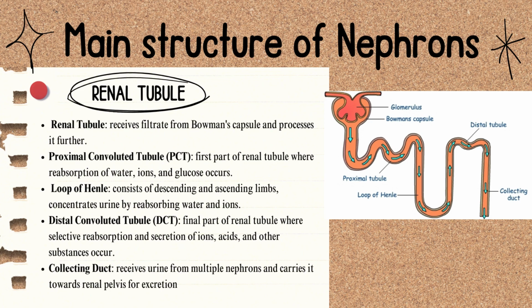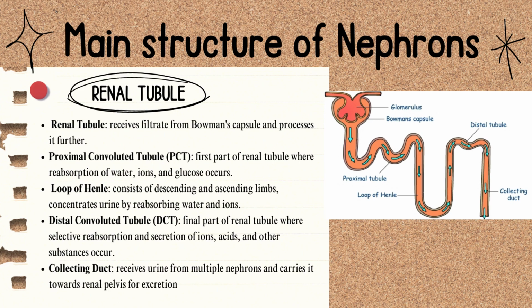The loop of Henle, with its descending and ascending limbs, is a true marvel of design, allowing for the passive reabsorption of water and the active reabsorption of ions, all the while establishing a critical concentration gradient in the kidney medulla. And let us not forget the distal convoluted tubule, the master regulator of the body's acid-base balance, secreting hydrogen ions and reabsorbing bicarbonate ions with ease.